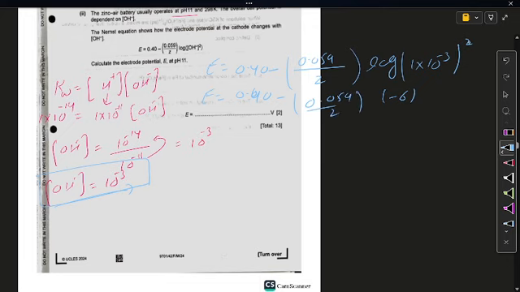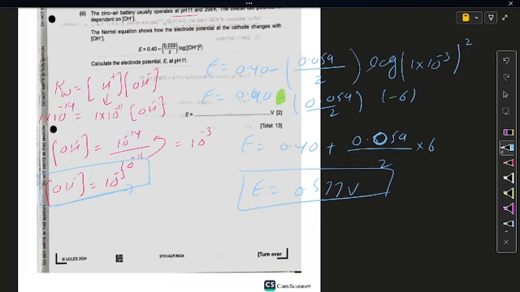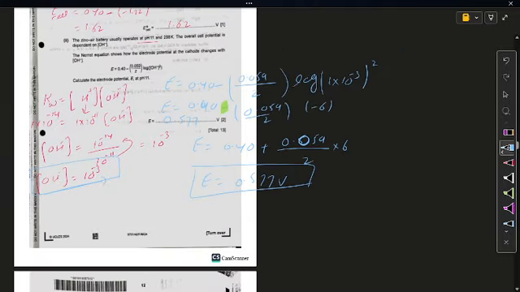This negative and that negative become positive, and you can write E equals 0.40 plus 0.059 by 2 times 6. Once you solve it you will get 0.577 volt. That will be the answer. 0.577 volt.